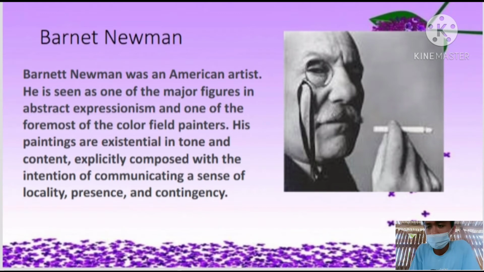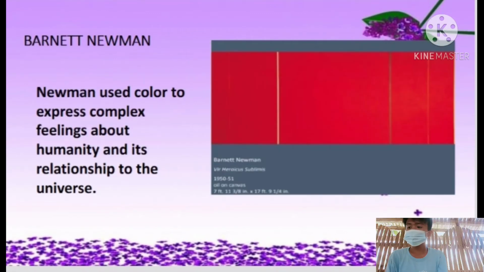Barnett Newman was an American artist. He is seen as one of the major figures in abstract expressionism and one of the foremost of the color field painters. His paintings are essential in tone and content, explicitly composed with the intention of communicating a sense of locality, presence, and contingency. Newman used color to express complex feelings about humanity and its relationship to the universe.